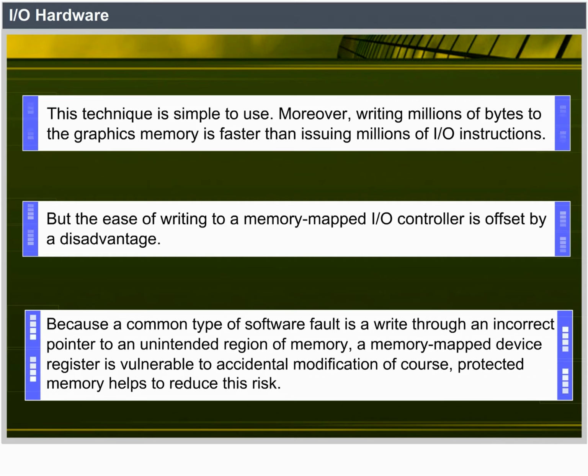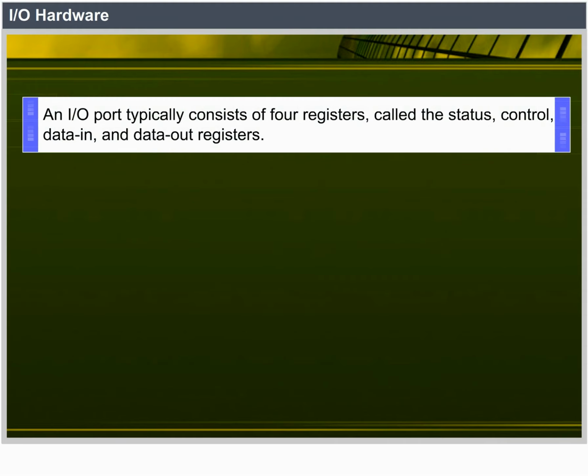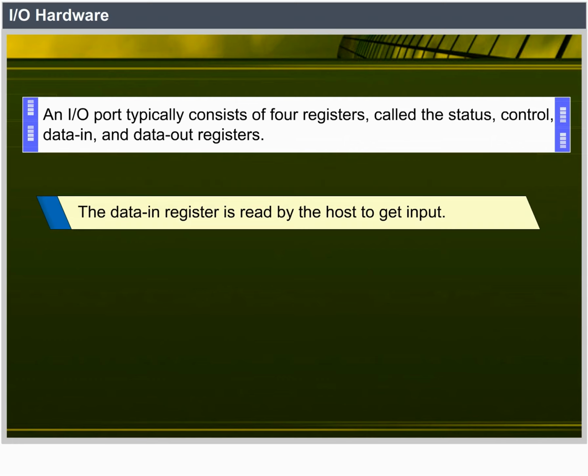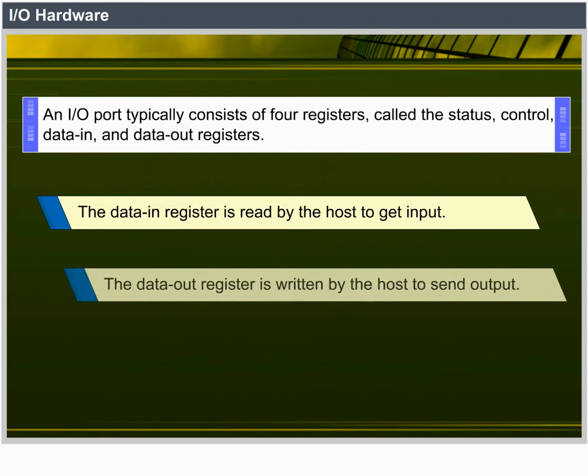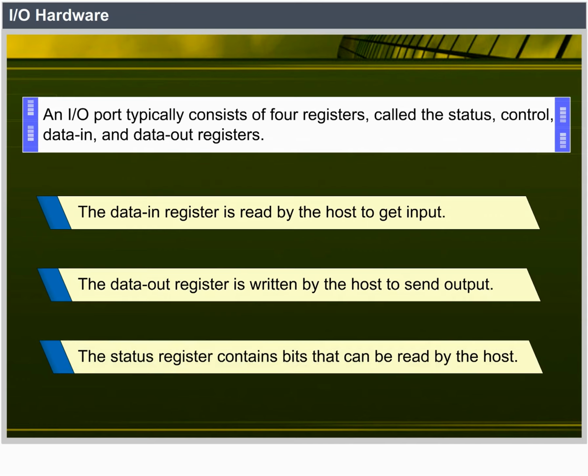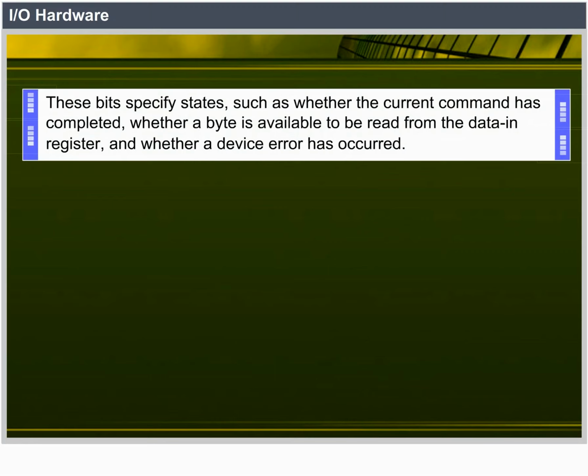An input-output port typically consists of 4 registers called the status, control, data in, and data out registers. The data in register is read by the host to get input. The data out register is written by the host to send output. The status register contains bits that can be read by the host. These bits indicate states such as whether the current command has completed, whether a byte is available to be read from the data in register, and whether a device error has occurred.